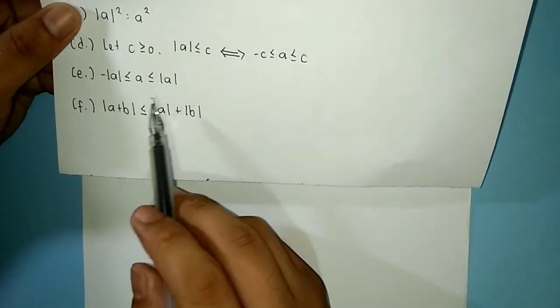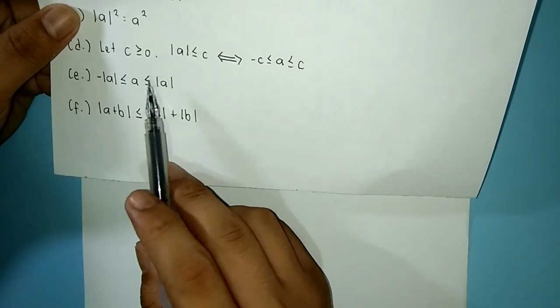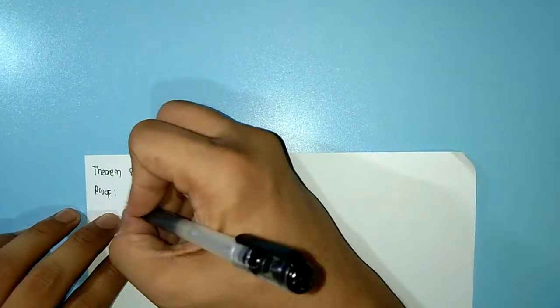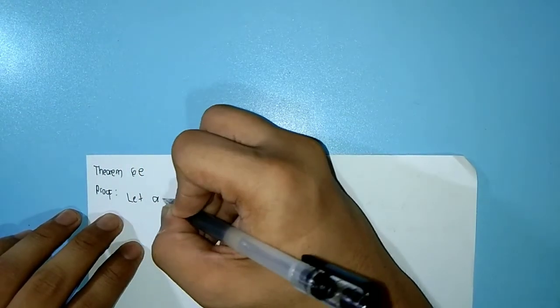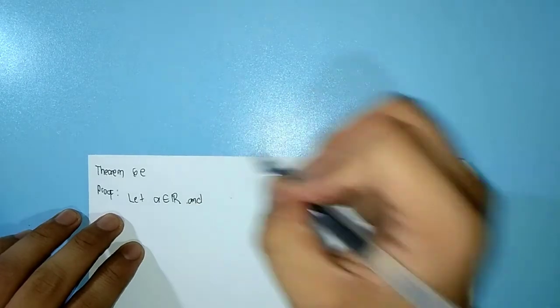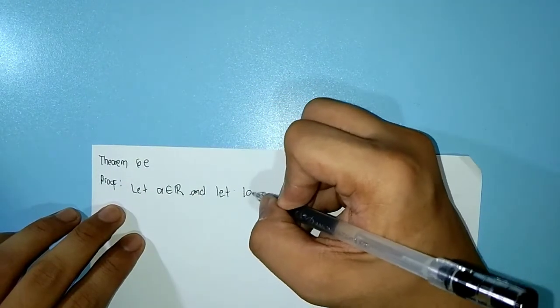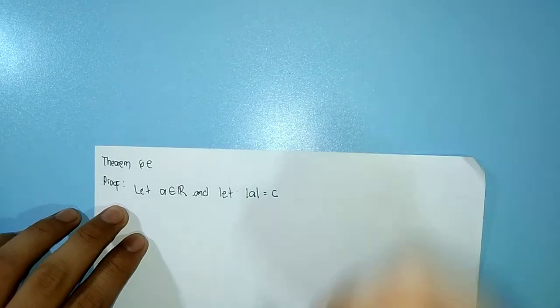Theorem 6E, A is greater than or equal to negative absolute value of A but less than or equal to absolute value of A. So, let A be element of R. And, ba't ko pala tinaldok na? Let absolute value of A equals C. Okay?